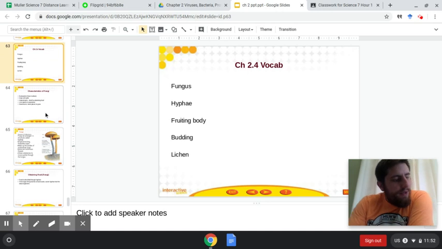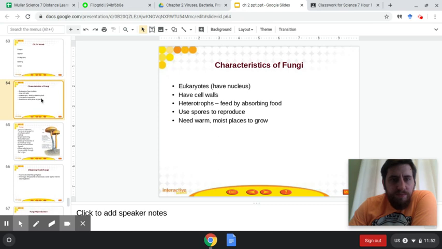Okay. 2.4 vocab. Fungus, hyphae, fruiting bodies, budding, and lichen. This is not going to cooperate, is it? It's going to be very, very slow.